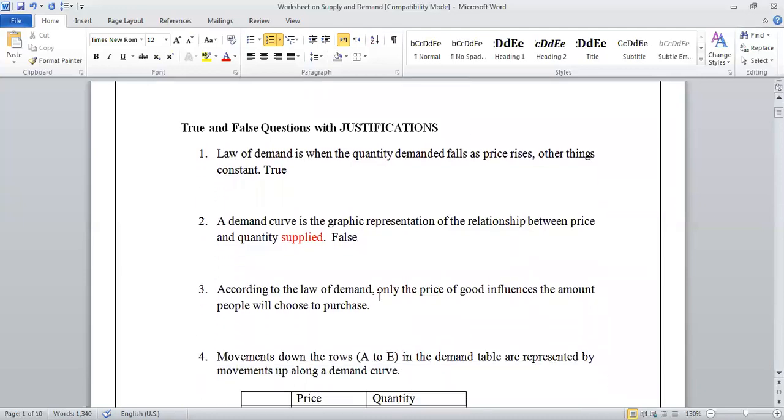Okay, number three, according to the law of demand, only the price of goods influences the amount people will choose to purchase. Is this true or false? Okay, now the price, what did we say if you remember? The price causes a movement along the curve. But you have factors that cause shifts in your demand, such as income, prices of related goods, number of buyers, and tastes. So actually, this is a false statement. All right?